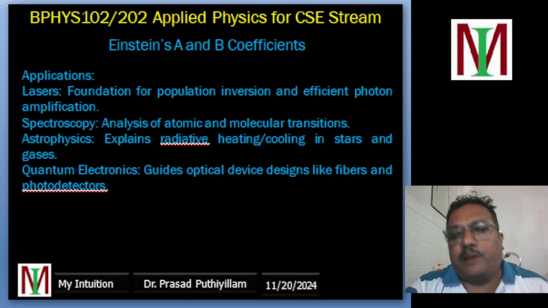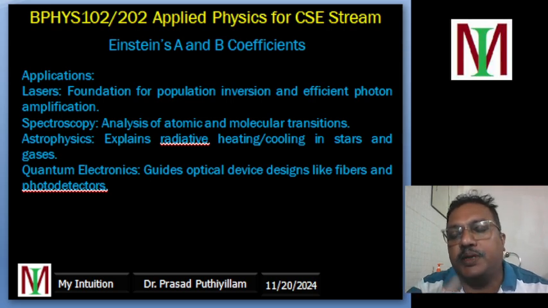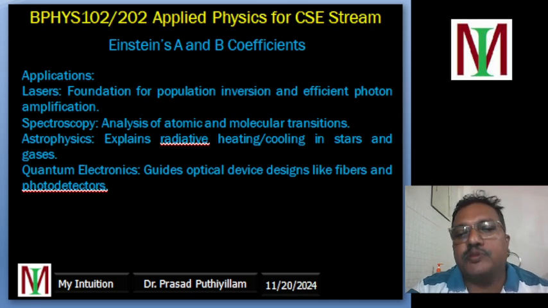The second application is spectroscopy. We know that scientists identify different materials, and new materials are developed. How do they identify those materials? The answer is spectroscopy. Spectroscopy uses Einstein's coefficients to study the light absorbed or emitted by atoms or molecules.